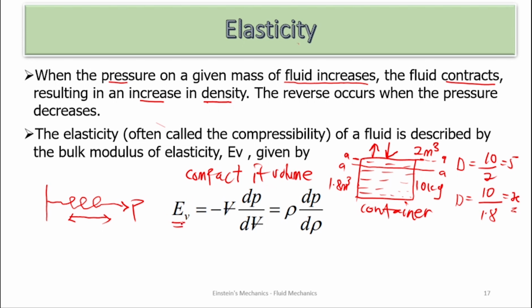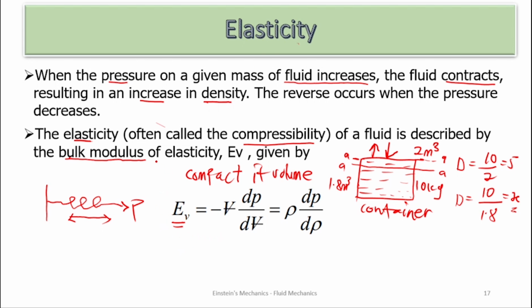And this is an interesting aspect. The elasticity of a fluid, or the ability to compress, is often called the compressibility. Because if the fluid is not elastic, you can't compress it. Assuming this fluid is incompressible, how would I compress it with this force? It won't be possible. So the ability of the fluid to be compressed shows its elasticity. What makes a fluid compressible or elastic is its bulk modulus.